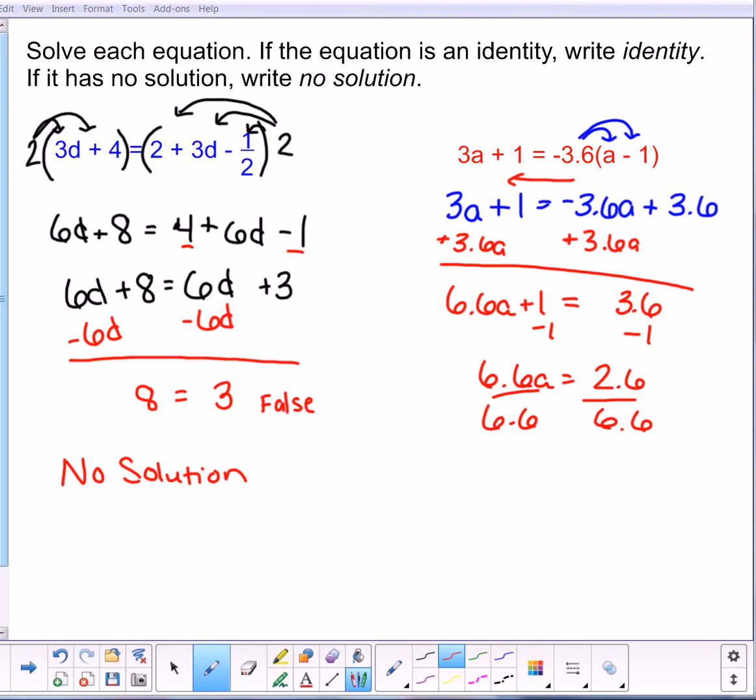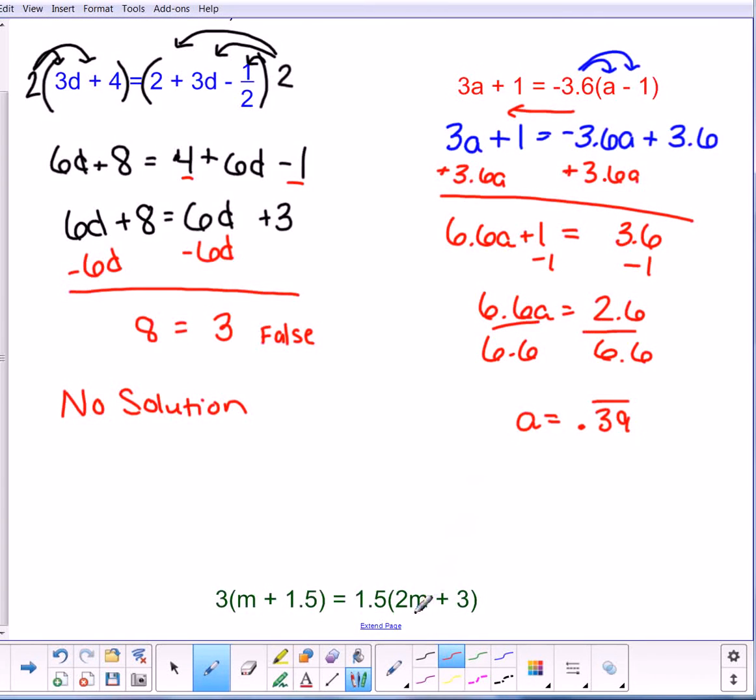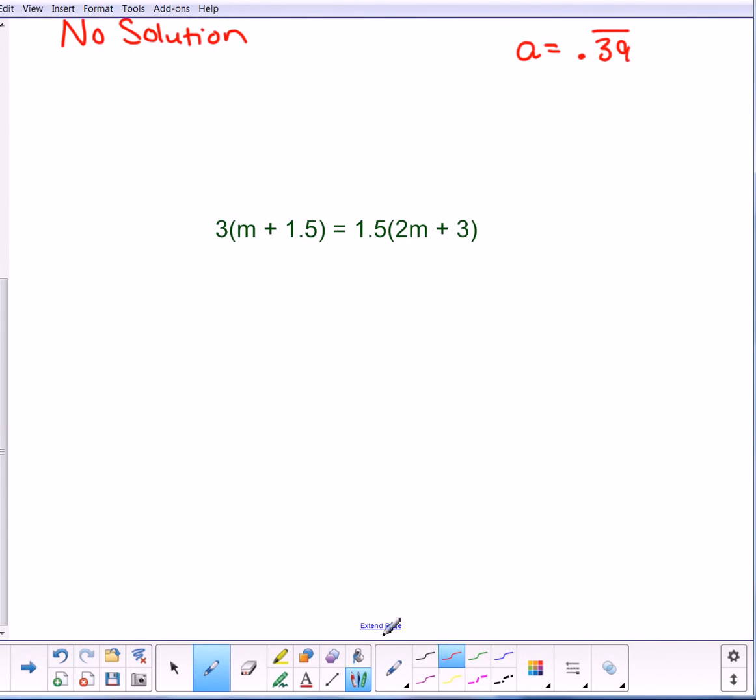And if you're using a calculator to check your decimal here, 2.6 divided by 6.6 gives us a equaling 0.39. And you'll notice on your calculator that it goes on and on, so we use the repeating sign for that decimal. There we have a specific solution.